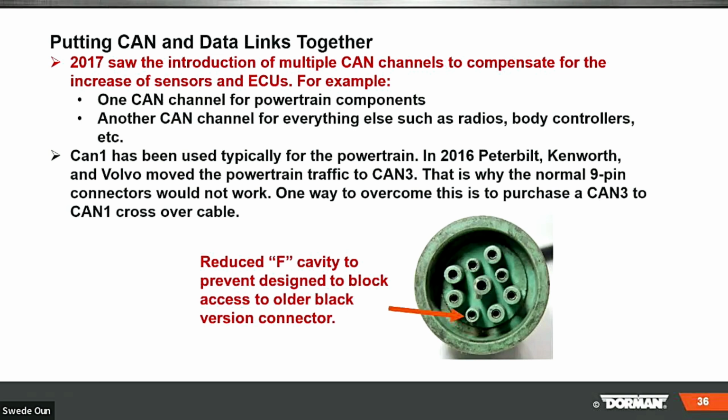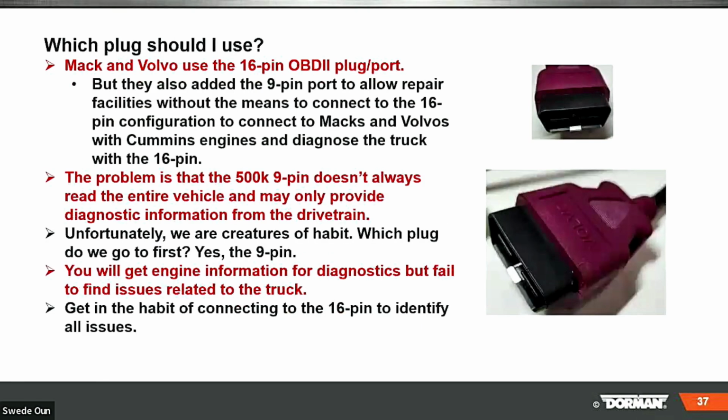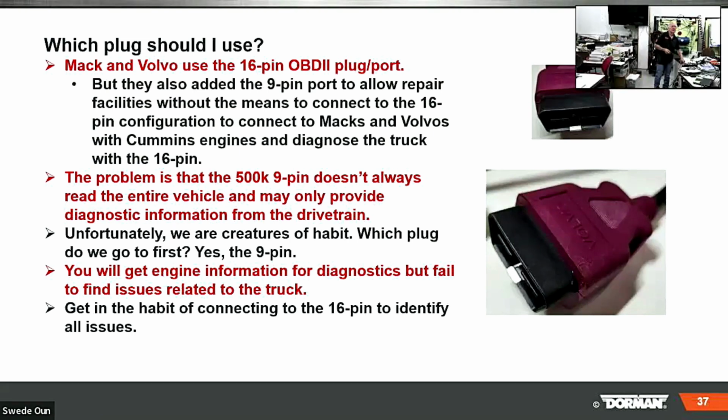One way to overcome this, and depending on your scan tool, everybody stays up on top of it. We were able to purchase what we call a CAN 3 to CAN 1 crossover cable. Okay? And it came down to that F cavity. So I'm just throwing stuff out there. Now here we go. Which plug should I use? Okay. Mack and Volvo use the 16-pin OBD2 plug. Okay.